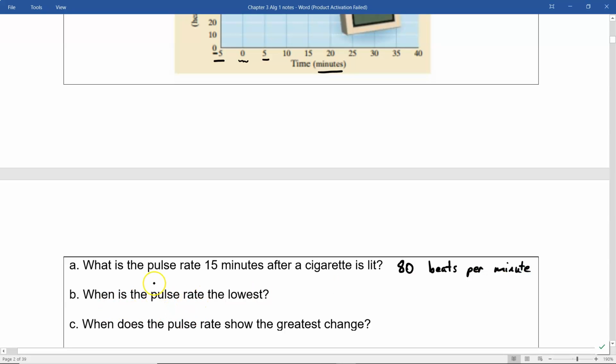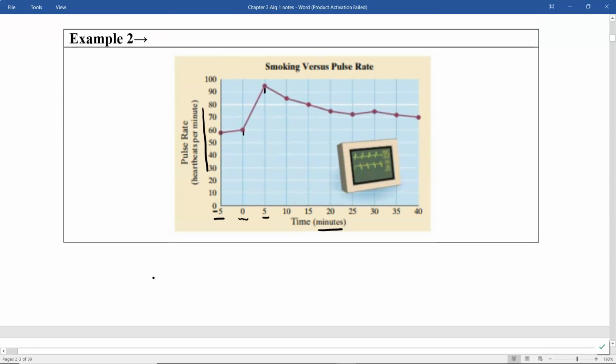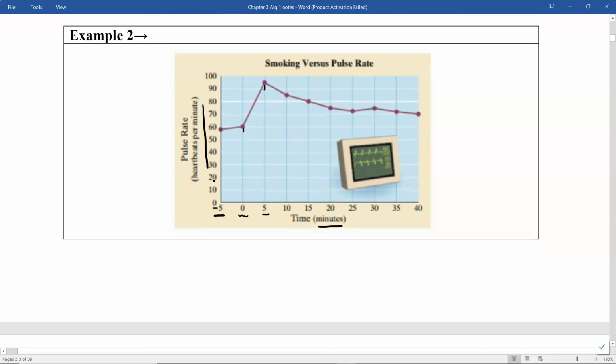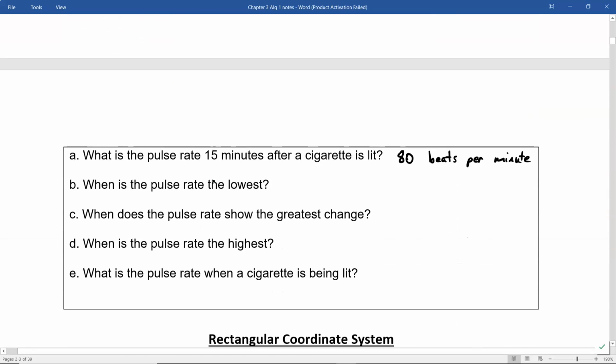Okay. So the next question is, when is the pulse rate the lowest? So in this example, the vertical axis goes from 0 to 100. So the one farthest down is going to be our lowest heartbeat. And as we can see by just doing a quick scan, it's going to be this point right here. This point happens to correspond to 5 minutes before the cigarette is lit. So the pulse rate is the lowest 5 minutes before the cigarette is lit.